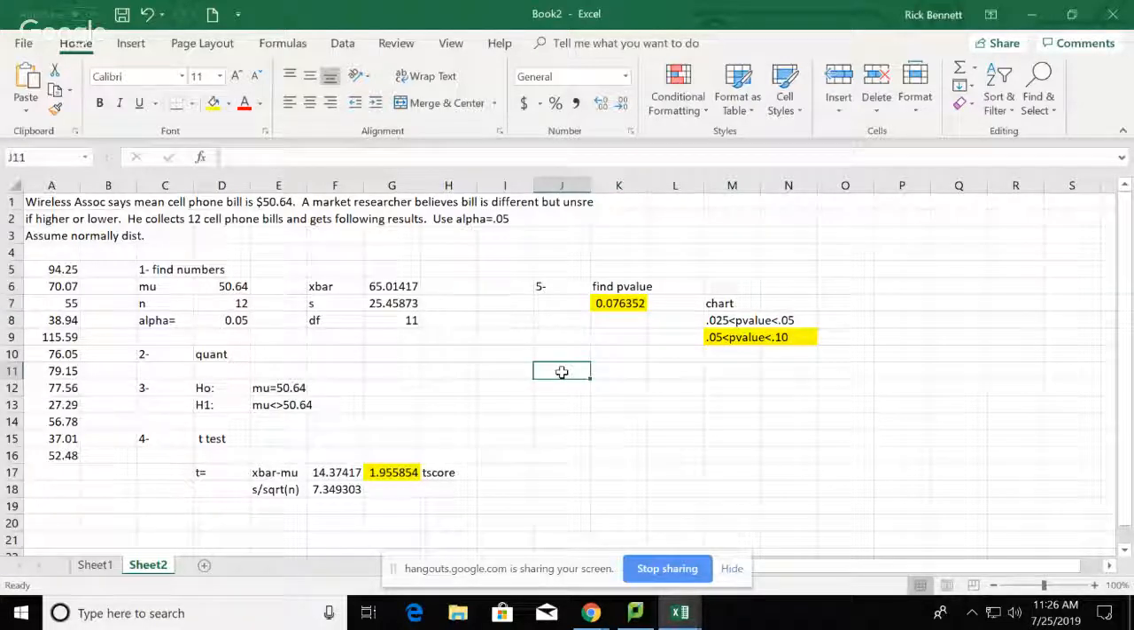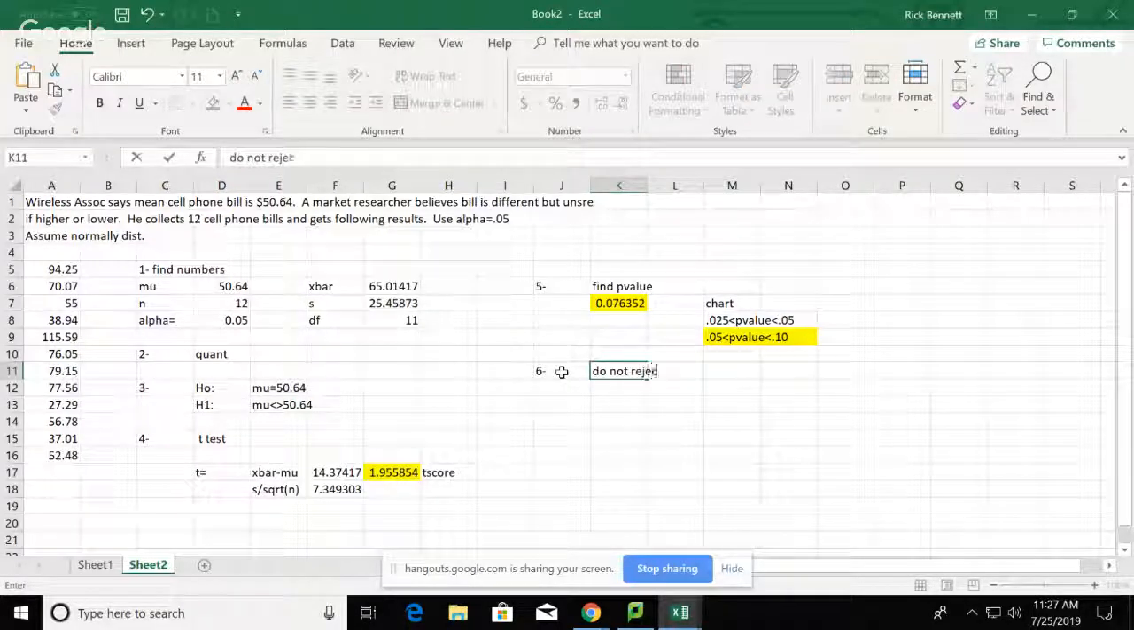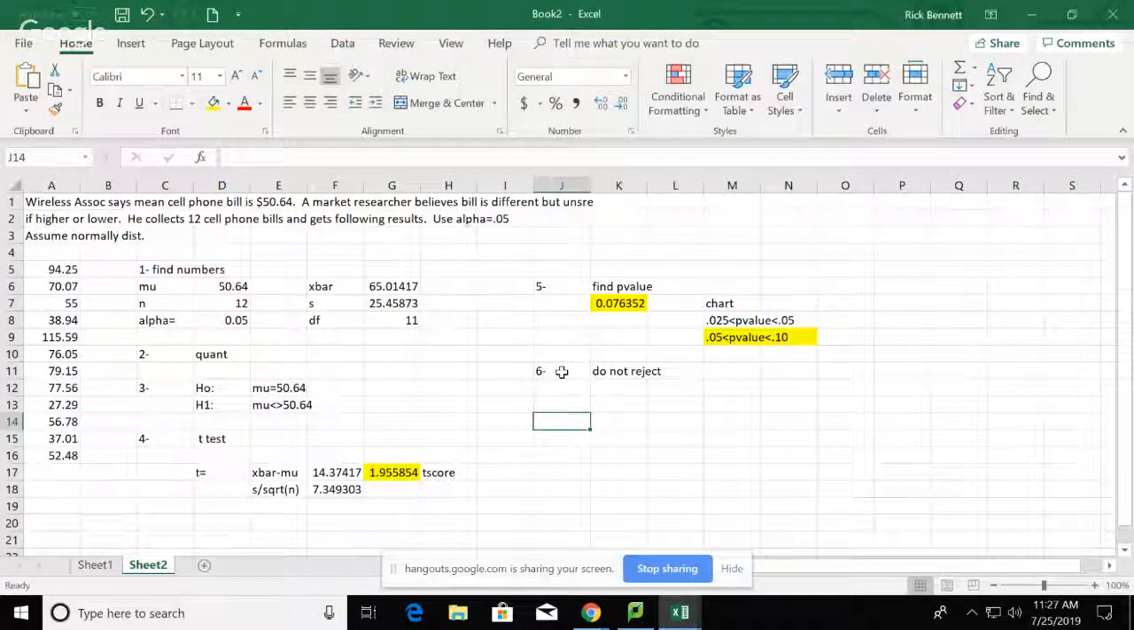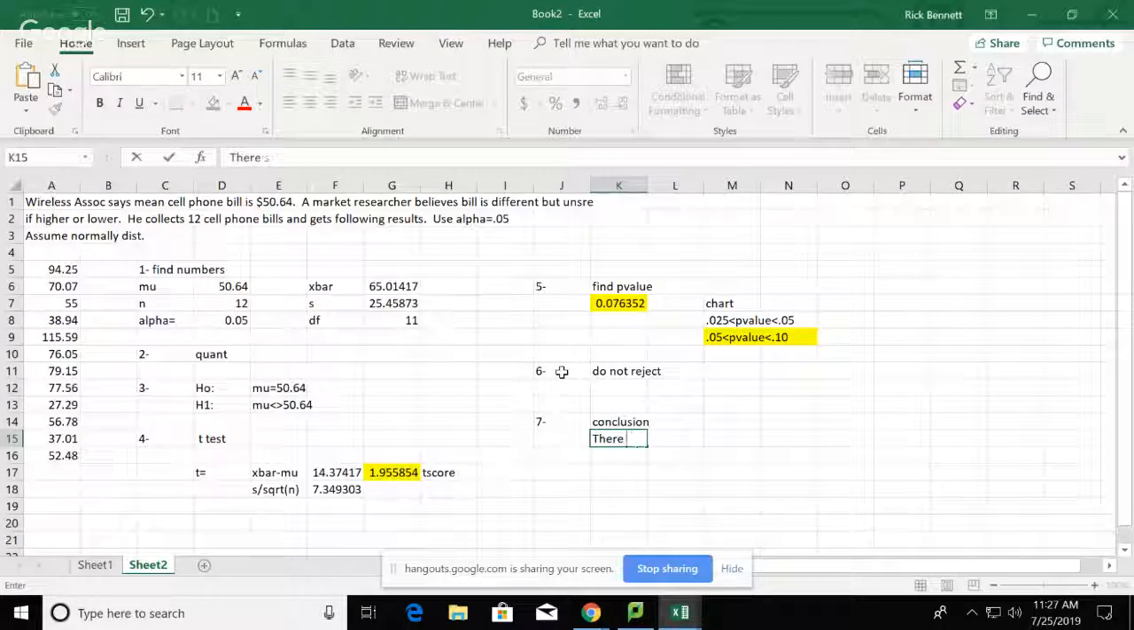Okay. So step number 6 is what, Jordan? Reject or not reject. Do not reject. We only said half of it. So the conclusion is there is not enough evidence that the mean cell phone bill is different. Okay?